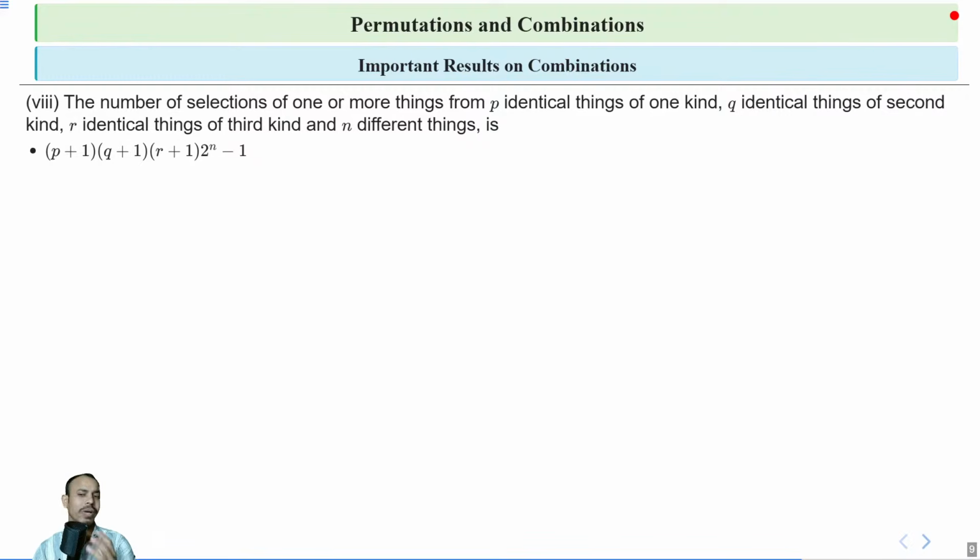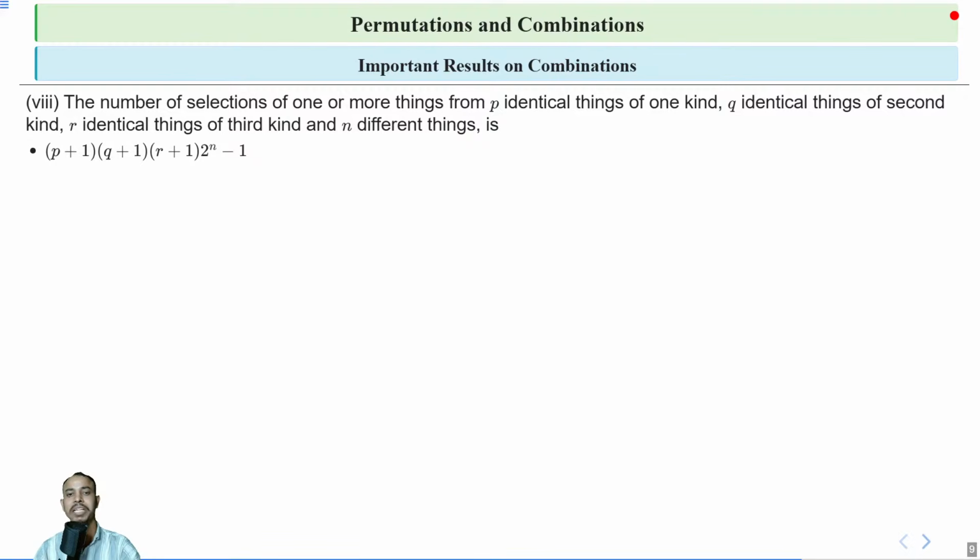So you can see here, you have p identical things of one kind, so you can choose in p plus 1 ways. You have q identical things of second kind, so you can choose in q plus 1 ways, and r identical things of third kind, so you can choose in r plus 1 ways. And you have n different things, so you can select each or not. So you have two choices for each, and total choices 2 to the power n. Now just multiply them: p plus 1 times q plus 1 times r plus 1 times 2 to the power n. And here subtract 1, because you are selecting 0 things.